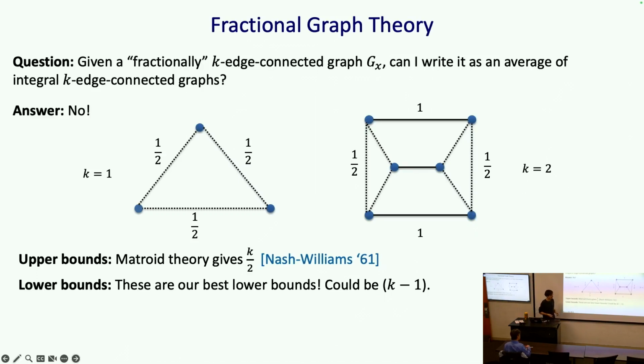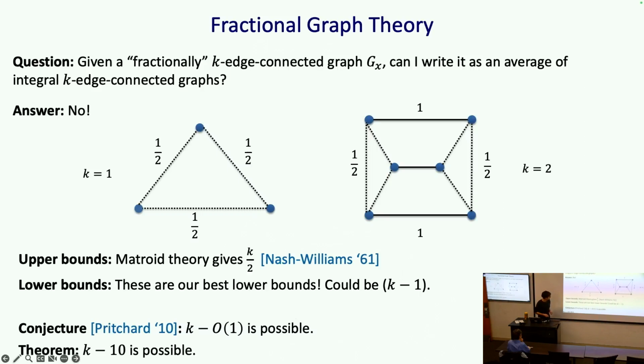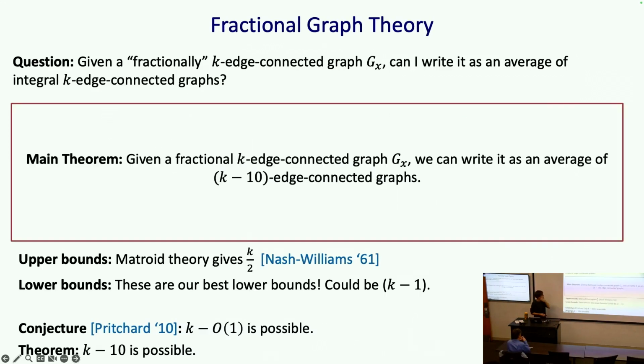There was no progress on this question. In 2010, Pritchard wrote a paper that conjectured that actually k minus order 1 should be possible. And that's our main theorem. We proved that you can do k minus 10. Okay, so given a fractional graph, which is k edge connected, you can write it as an average of k minus 10 edge connected graphs.